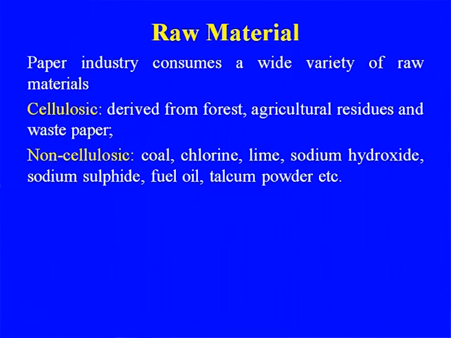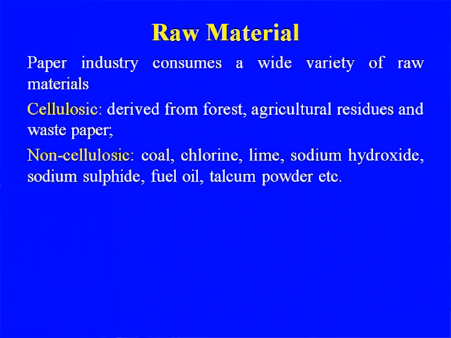So, the number of pages has increased now, and so the consumption of raw material has increased, and so there are various types of raw materials that we are using in the paper industry, that is the cellulosic material derived from the forest, agriculture residue, and waste paper. The non-cellulosic raw materials in the production of paper are the huge amount of coal, chlorine, lime, sodium hydroxide, sodium sulphide, fuel oil, talcum powder.